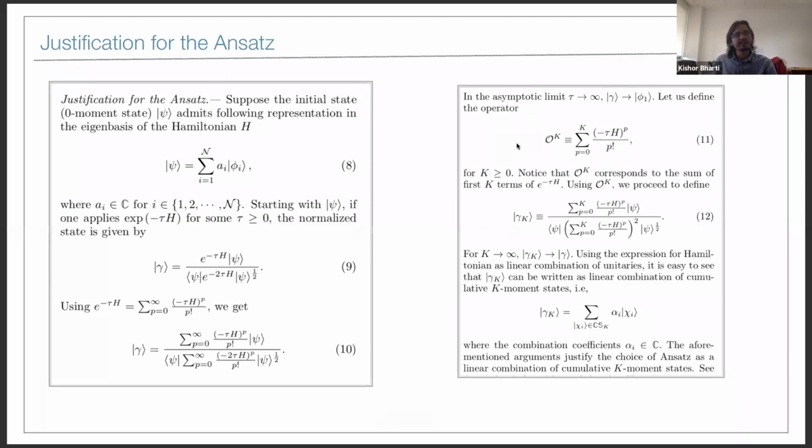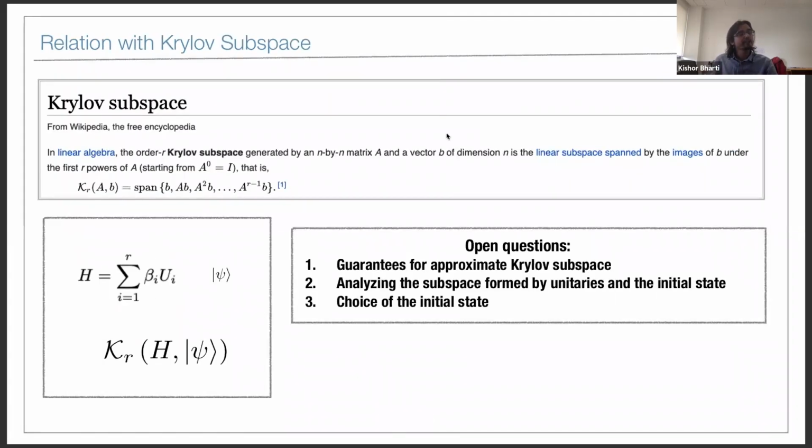You can justify the ansatz using imaginary time evolution. I will not go into detail because time is running fast, but if you want to talk to me personally, I can explain why we have this kind of ansatz. It's related to the idea of Krylov subspace, which is a very well studied object in optimization theory, in classical theory. There are many open questions which we get from here, and this helps us make more rigorous and meaningful statements in the NISQ era.